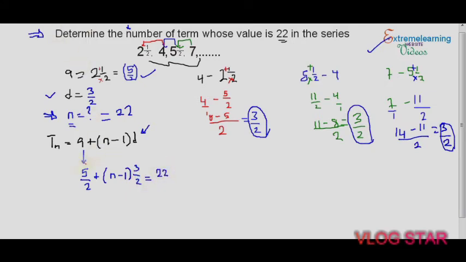We are told that the nth term formula is equal to 22. So they are asking, what value of n is going to make the nth term equal to 22? This is the question. Okay, now let's solve from here and simplify this further.